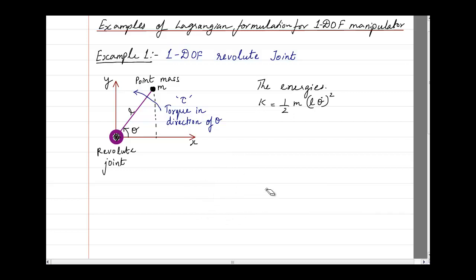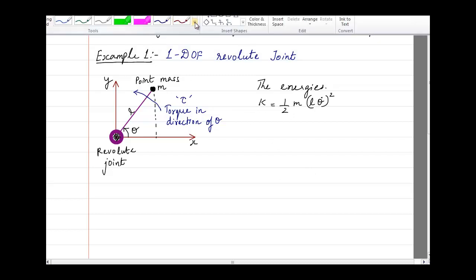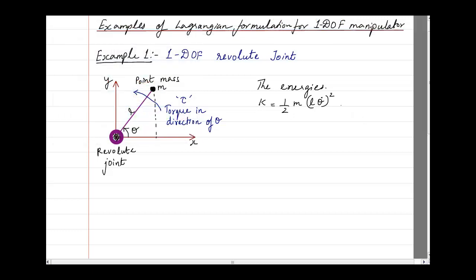Now the kinetic energy of the mass is known. Let me open up the bracket. It is going to be half m L square theta dot square, where theta dot is the rate of change of theta with respect to time. So theta dot is d by dt of theta. It's something that we have already discussed.